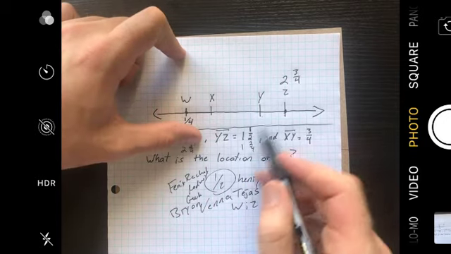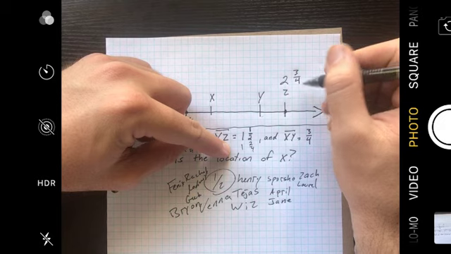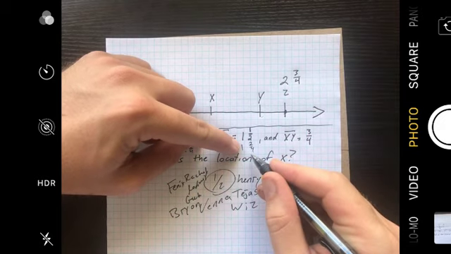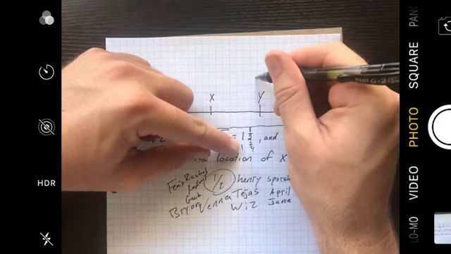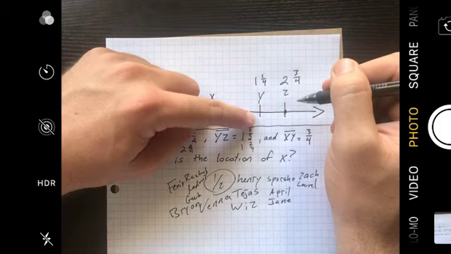Now we have YZ is a length of 1.5. We're going to subtract that 1.5 from 2 and 3/4. We're going to subtract 1 and 2/4. So what we get is 1 and 1/4. That's where Y is located.